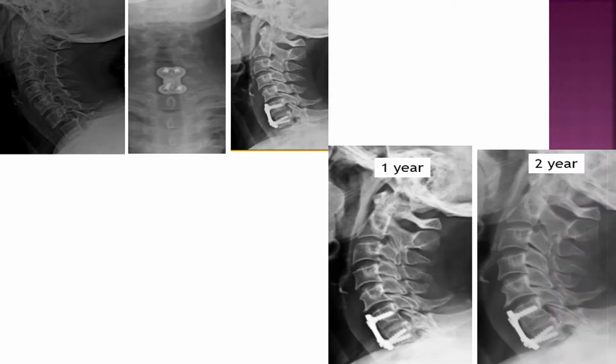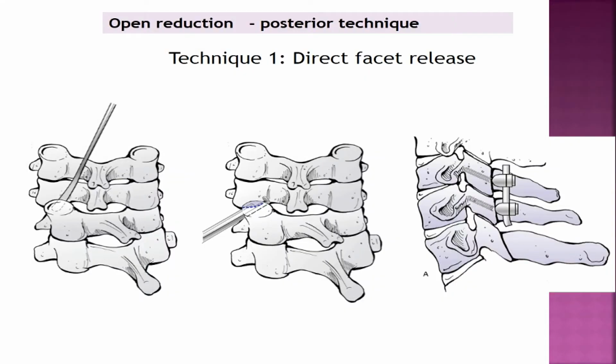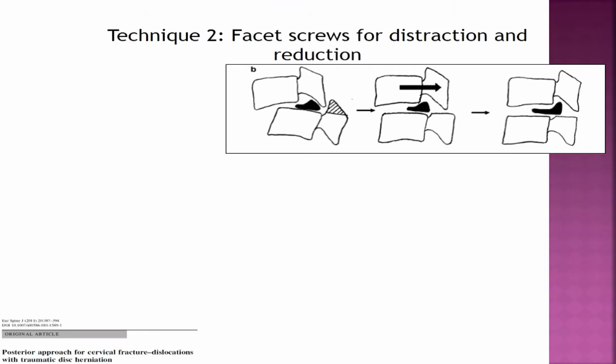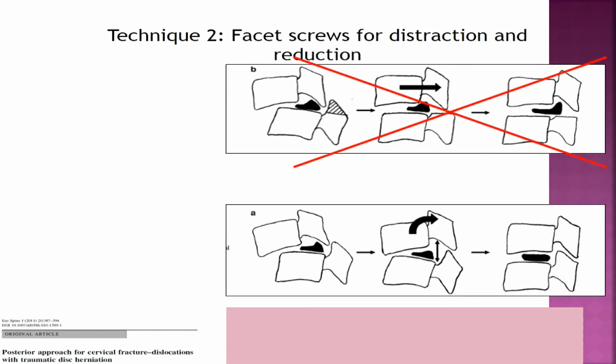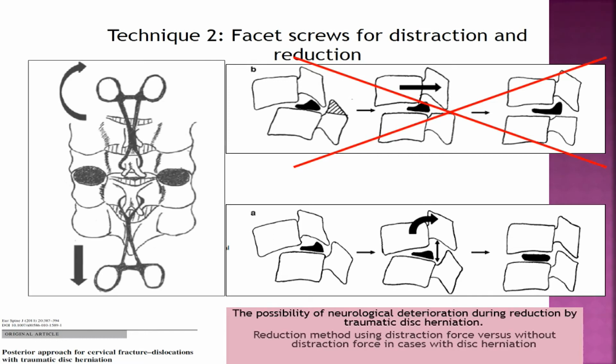If you are one who prefers to do a posterior technique, then you can do a direct facet release and then do a reduction. But the problem is whenever there is a presence of a disc herniation, if you are doing a facetectomy and try to pull the fragment behind, the chances are that the disc might get displaced. Therefore, what is advocated is, after putting the screws, you distract, disengage the facet and then try to reduce. In that situation, the disc is supposedly going back into the disc space without causing any particular problems.